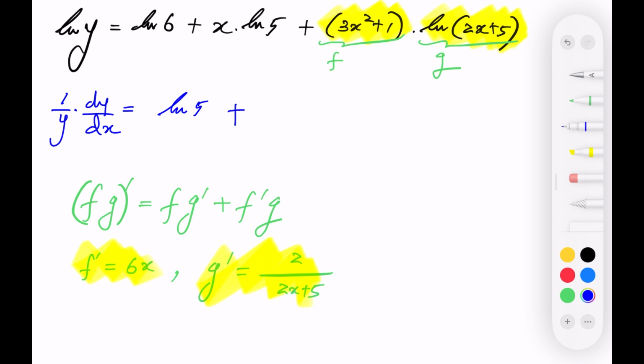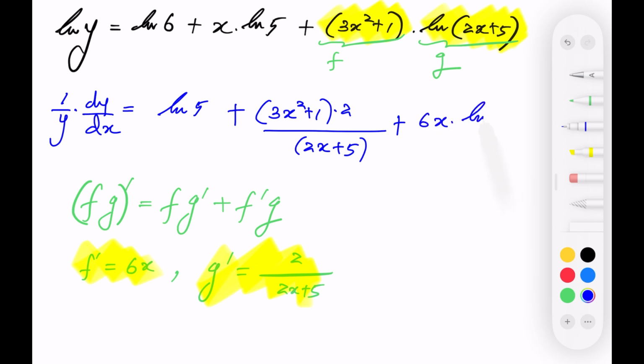It will be f times g prime. So it will be 3x squared plus 1 times the g prime, which is 2 divided by 2x plus 5, plus f prime times g. F prime is equal to 6x, that times g, which is natural logarithm 2x plus 5.